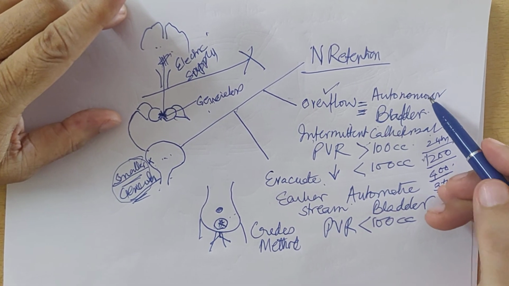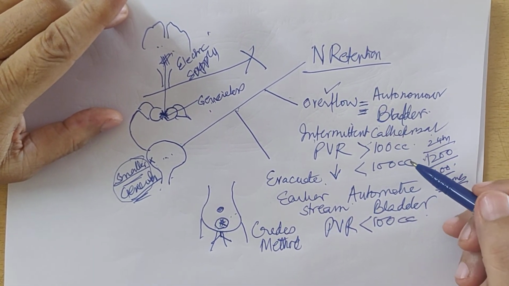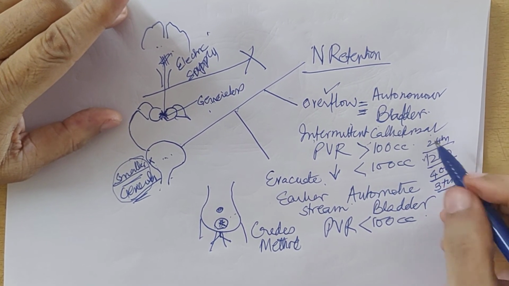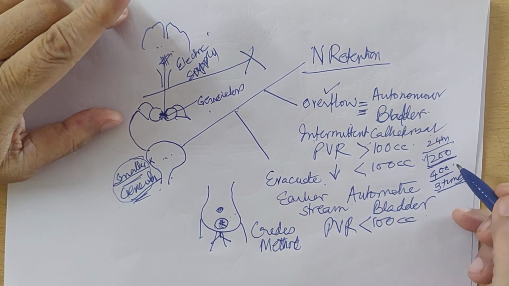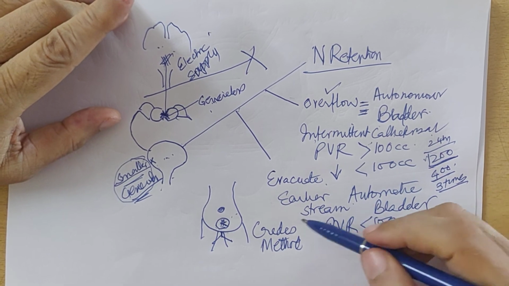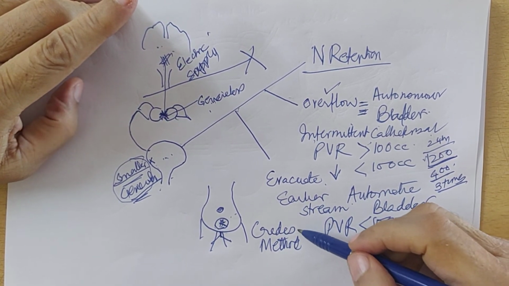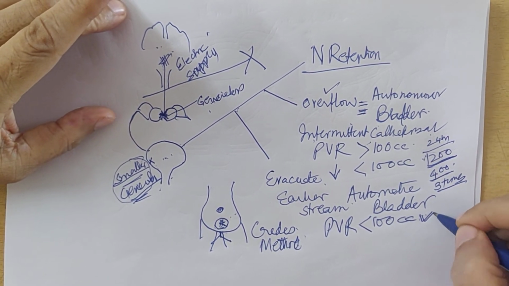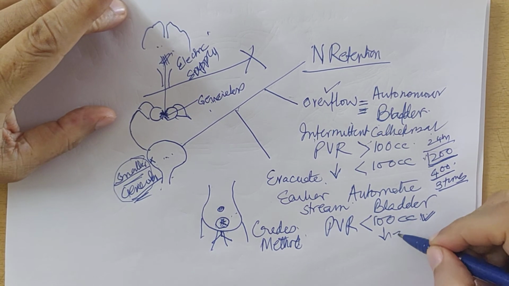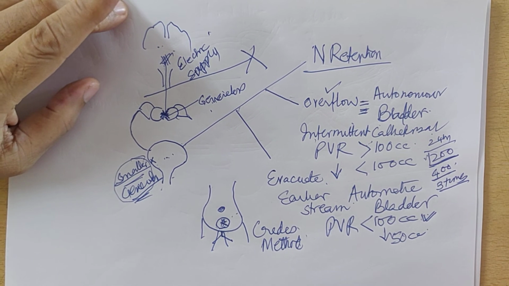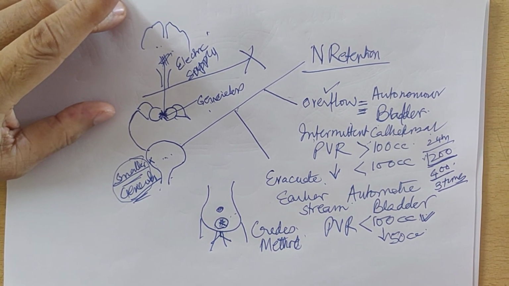So in an autonomous bladder, you do intermittent catheterization about 3 times if the volume is 1200 cc. And after that, you can do Credé's method and keep on measuring the post-void residual for some time, until it reaches less than 50 cc, which is normal. So this is called an automatic bladder.